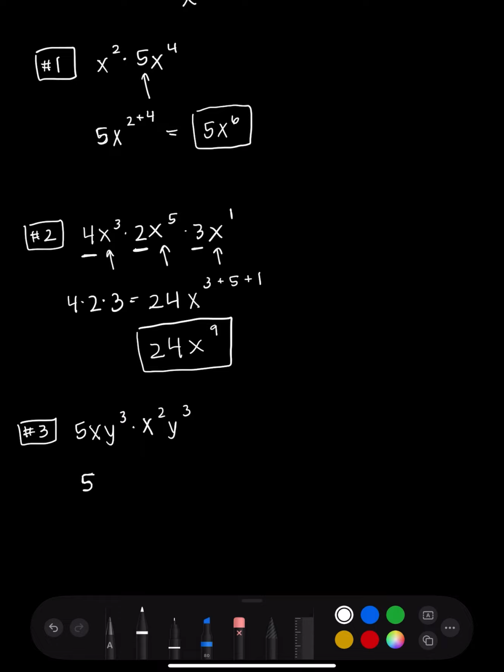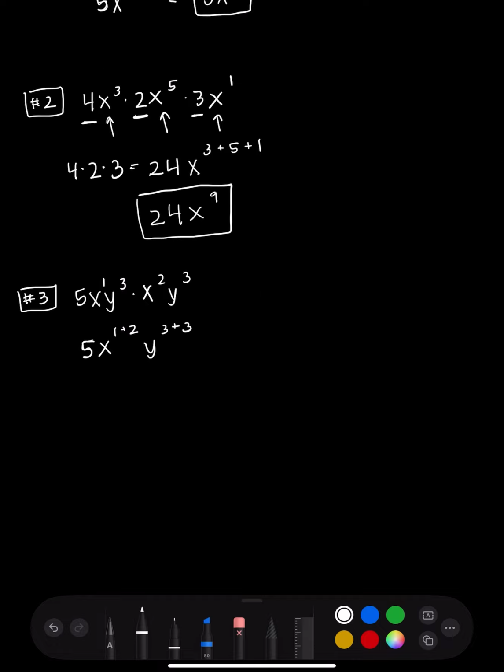So for this first one, 5xy cubed, this is really x to the first. So I can write 5x to the first plus 2, because the other one has x squared. And then for our y's, we'd have y to the power of 3 plus 3, because both of them are y cubed. So when I simplify that, I end up with 5x to the third power, y to the 6th power, and that is my final answer.